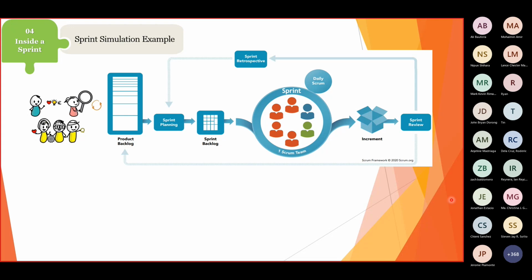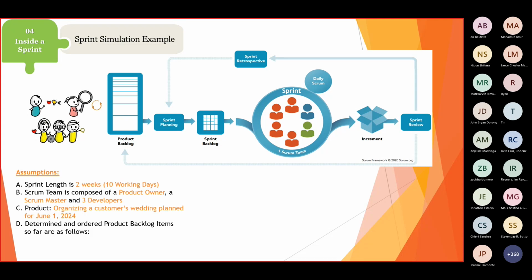Okay, so now let's provide an example for this one. Let's use something that might be familiar to a lot of you, or that you might have attended before. For example purposes, let's assume that we have a sprint length of 2 weeks or 10 working days. I have a Scrum team composed of a product owner, a Scrum master, and 3 developers. The product that we are trying to do is organizing one of the client's weddings, which is planned for June 1, 2024.